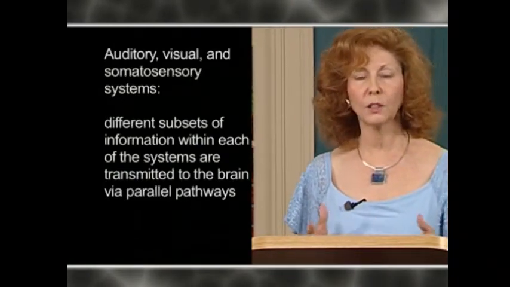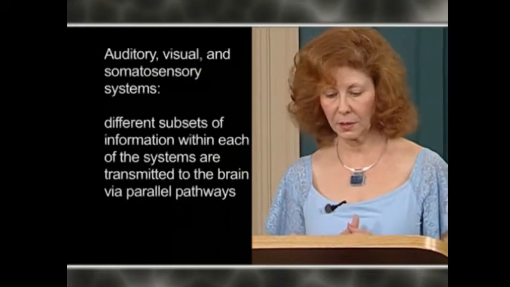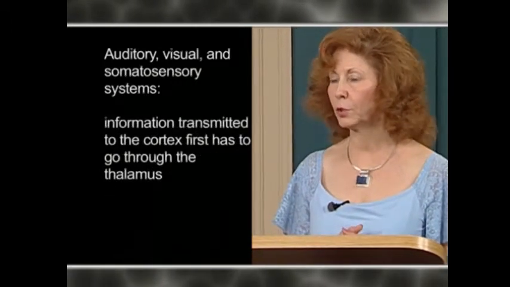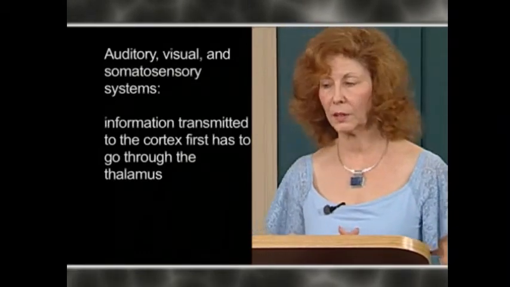We also see that different subsets of information within each of the systems is transmitted to the brain via parallel pathways. This is just a very common way that information is transferred in the brain. Now, in order for conscious appreciation, so that we can develop a percept, we need to have the information transmitted to the cortex. And first, it has to go through the thalamus. So again, anything that wants to get to the cortex has to go through the thalamus first. There are rare exceptions to that rule, but in general, most everything that wants to go to the cortex has to go through the thalamus first.